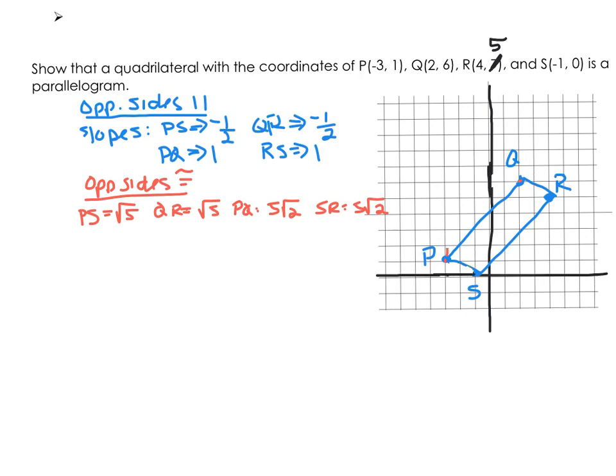All right, the next method, remember, we could show that we have two sets of opposite angles that are congruent. That's going to be really, really difficult to do in coordinate geometry, so I'm not going to use this one. Showing that angles are congruent, for example, showing that angle Q is congruent to angle S, is very difficult to do using coordinate geometry. So I'm not going to use that one. But I am going to use, and probably this is my favorite, showing that the diagonals bisect each other.